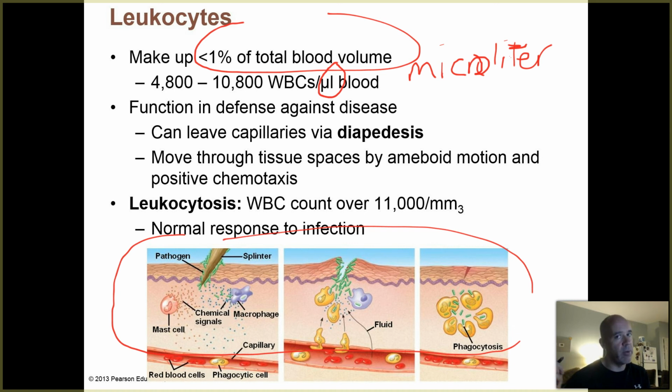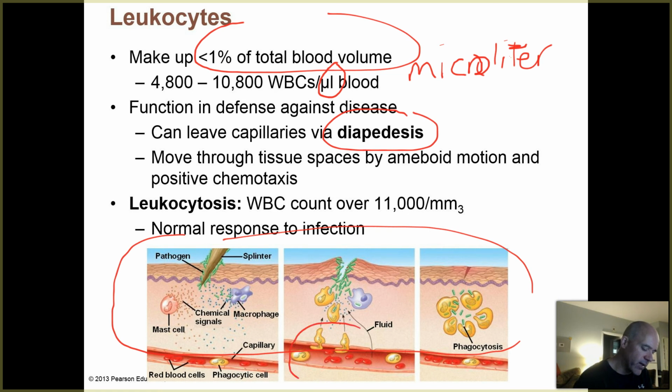Okay, so we have a problem. Your white blood cells are in the blood. Bacteria or other microbes have infected tissues outside of the bloodstream. So we need to get those white blood cells into your tissues where they can help fight an infection. So they do that. There's a process called diapedesis that they use where they squeeze through blood vessel walls.